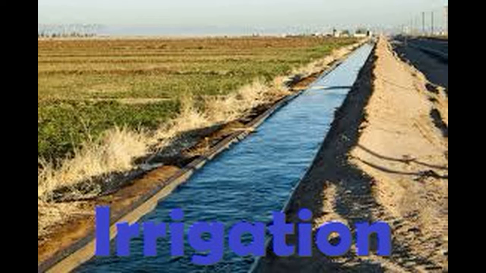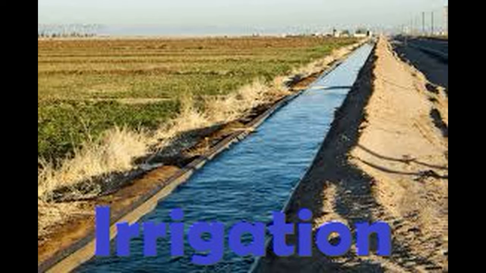So the fourth step is irrigation. Irrigation means that we are giving water to the crops. Okay. So water is very important. You know that water is very important. All living beings need water to live. So water is important for the proper growth and development of flowers, fruits and seeds of plant.